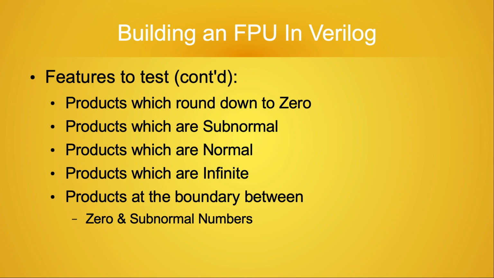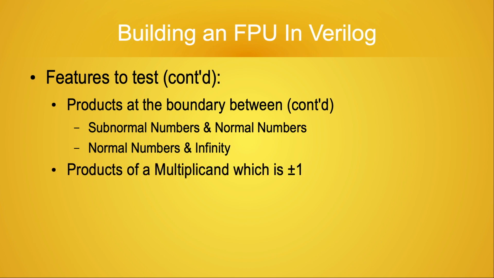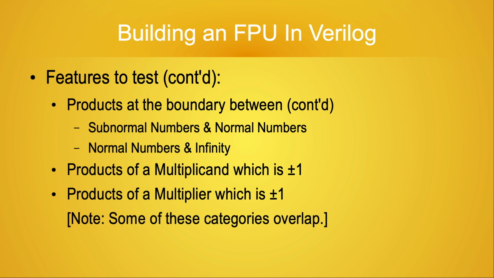These two pairs of numbers should be chosen so that their respective products are on different sides of the 0 subnormal boundary, subnormal normal boundary, and normal infinity boundary. Verify that when the multiplicand is plus or minus 1, the product is equal to the multiplier, adjusting the sign bit as needed. Finally, verify that when the multiplier is plus or minus 1, the product is equal to the multiplicand, adjusting the sign bit as needed. Some of these test cases will fit into more than one of these categories.